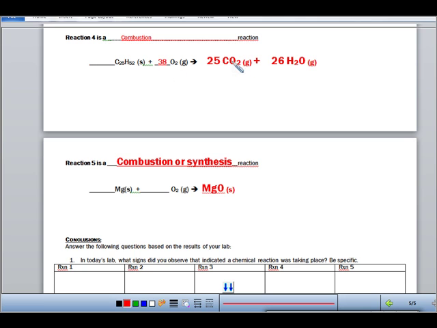So we've got 25 times O2 is 50 oxygens here, and 26 times 1 oxygen here is 76. So then 38 O2s will give you 76 oxygen atoms. 38 molecules of oxygen give you 76 oxygen atoms.